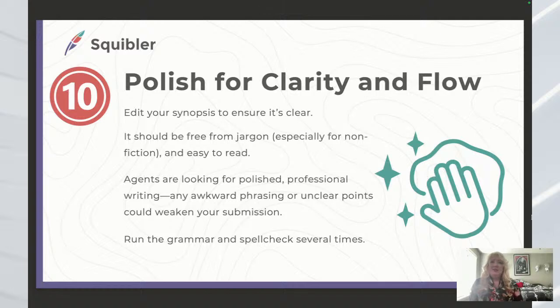The next tip for writing a synopsis is you want to make sure you polish for clarity and flow. You want to edit your synopsis to ensure it's clear. This is a chance for you to put your work in front of an agent or a publisher. There's no excuse for having grammatical or spelling errors in it. It also should be free of jargon, especially for nonfiction, and it should be easy to read. Agents are looking for polished professional writing, so any awkward phrasing or unclear points can weaken your submission. And I would run the grammar and spell check a few times before you submit it.